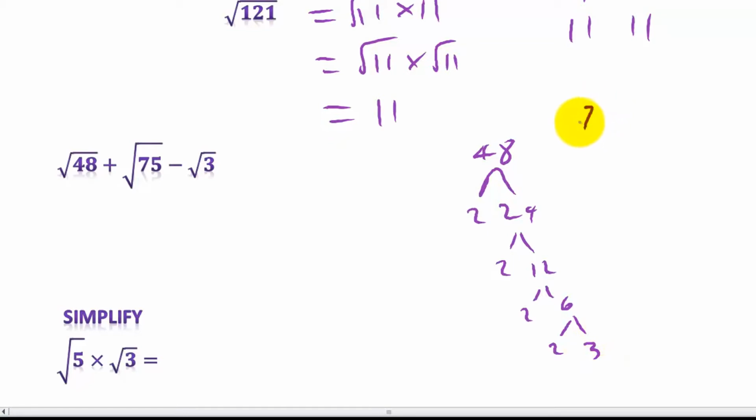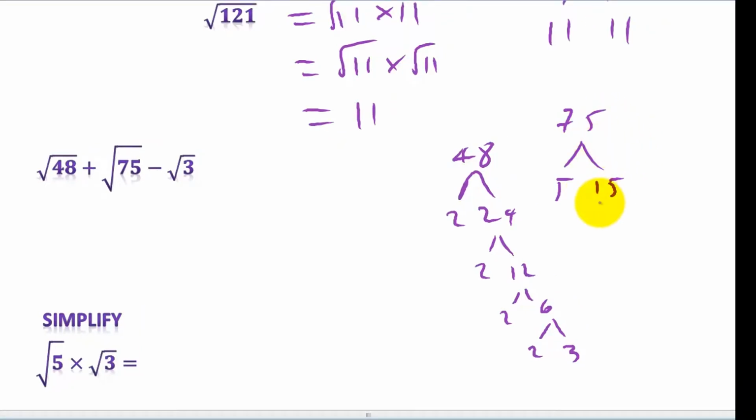75. Let's do a factor tree for that. 5 goes into 75 15 times. 15 can be split up into 3 times 5, and we can't do any more than that. Another way, the nice thing about factor trees is it doesn't matter which way you do them. We could have started off with 25 times 3, and then 25 is 5 times 5, and still got the same answer. And 3, well, that's a prime number, so there's no point worrying about what that is as a factor tree.